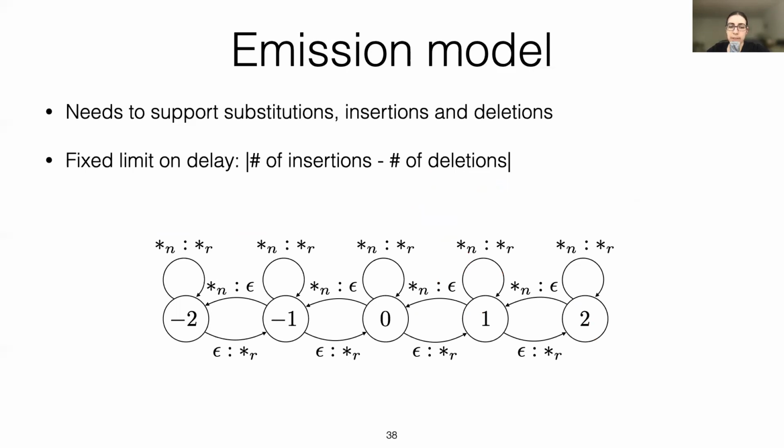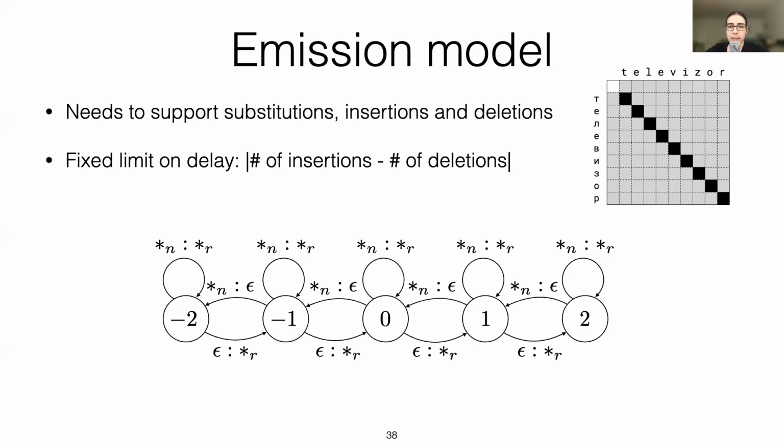So to avoid this infinite deletion issue, we restrict the delay of all paths through the emission transducer. Delay is the difference between the number of insertions and the number of deletions at any given time step. This is easier to visualize if you think of it in terms of the alignment matrix, which has the input and the output sequences on the 2 sides. And every path through this matrix corresponds to a sequence of edit operations that's required to transform the input into the output. So if we cap the delay, we restrict the distance from the diagonal in the alignment matrix. For example, here, if we cap the absolute value of delay at 2, that means we are only summing over paths that fall entirely inside this highlighted band.